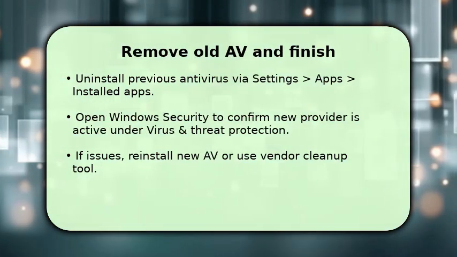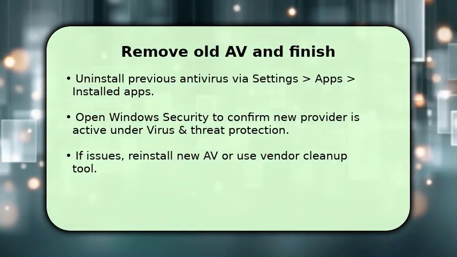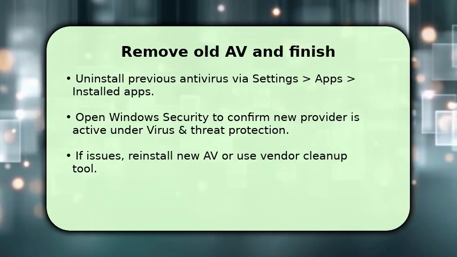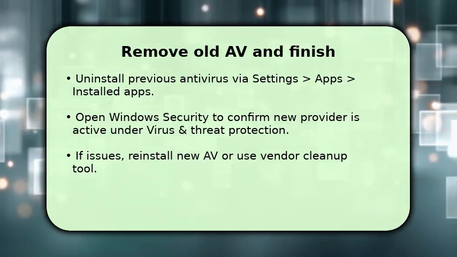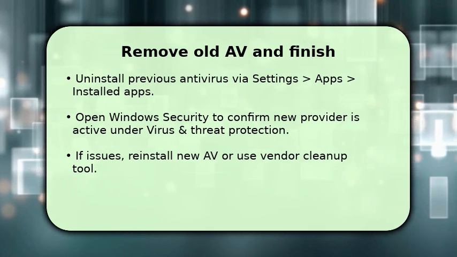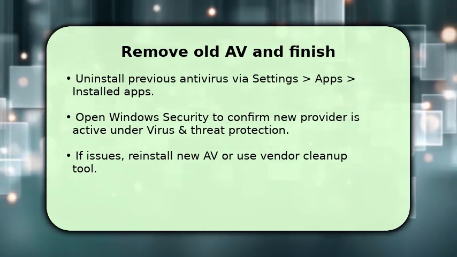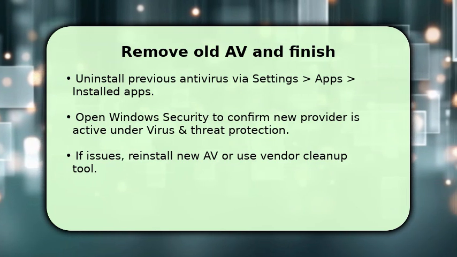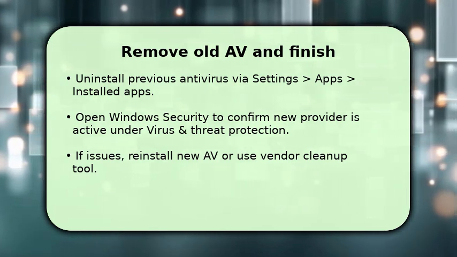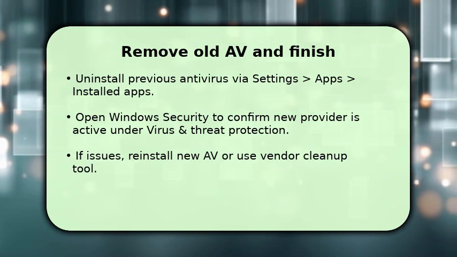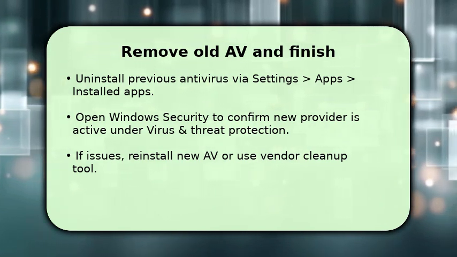Finish by uninstalling the previous antivirus. Go to Settings Apps Installed Apps, locate the old product, and remove it. This clears leftover services and avoids conflicts. After uninstall, open Windows Security and check Virus and Threat Protection to confirm your new provider appears as the active solution. Make sure automatic updates and scheduled scans are configured.